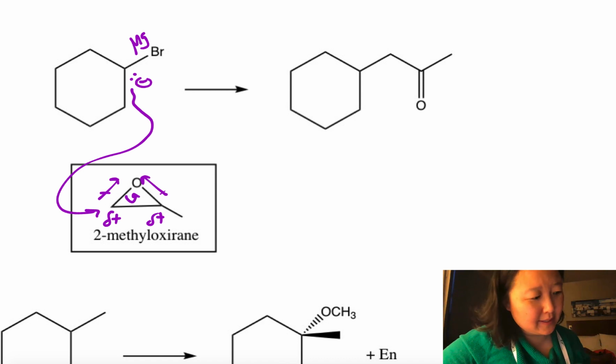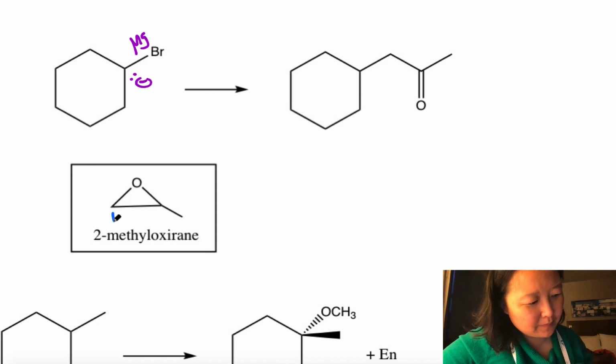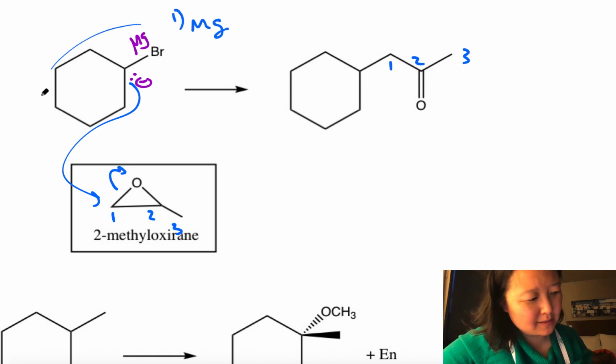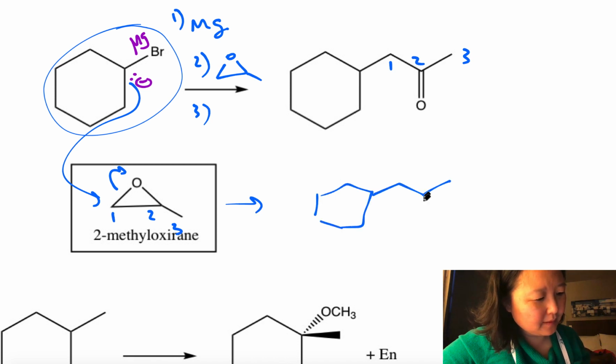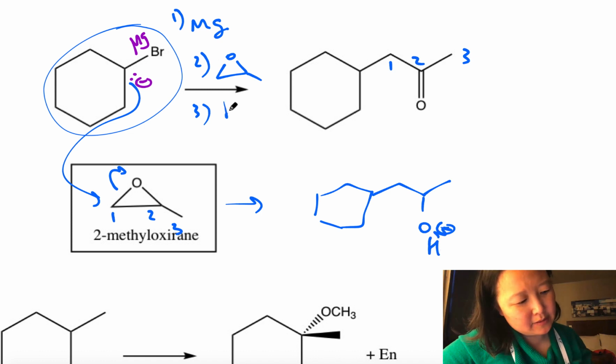Another technique that's really nice to use is numbering your carbons, right? I know some of you have been doing that, just recognizing where things go. And so my first step would be Mg to make this into a Grignard reagent. Step 2, use this guy right here. And step 3, after I do that, I'm going to end up with this. So obviously I need to neutralize that, so I'm going to use water or dilute H3O+.